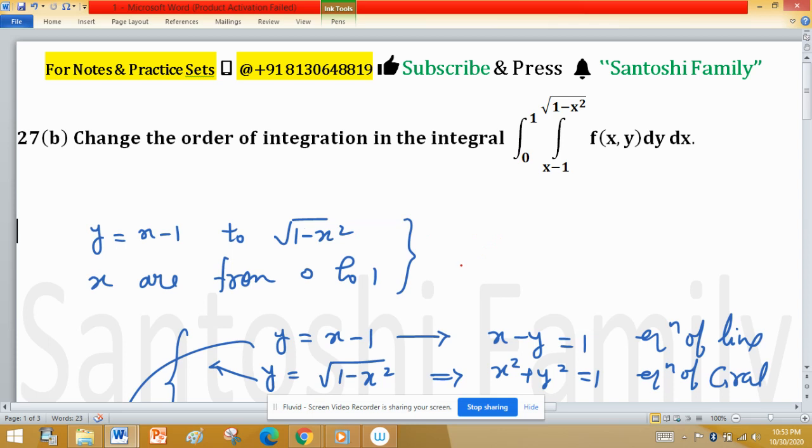Remember this point: changing the order of integration doesn't mean changing the partial differentials with respect to x and y. This is not the correct way. First, find the domain of integration, and in this domain of integration check what the changes in limits are, and according to them change the limits and find the integral. This is the correct way to change the order of integration.